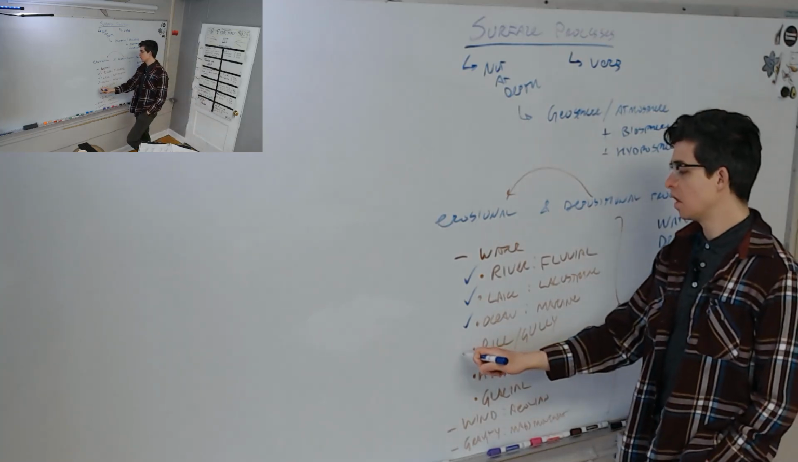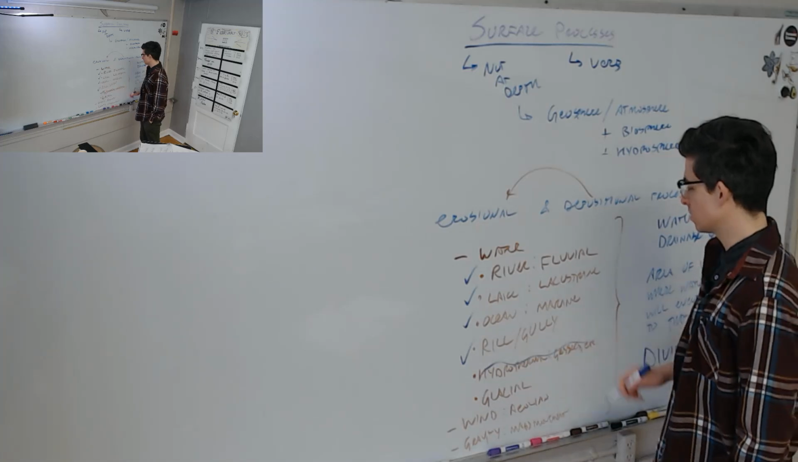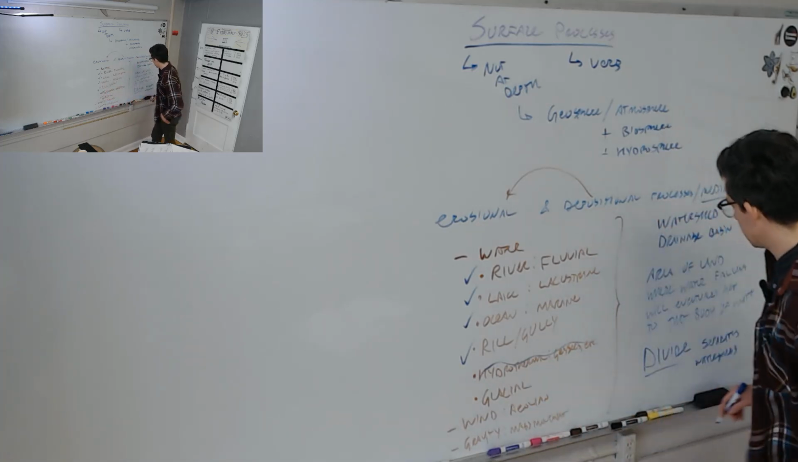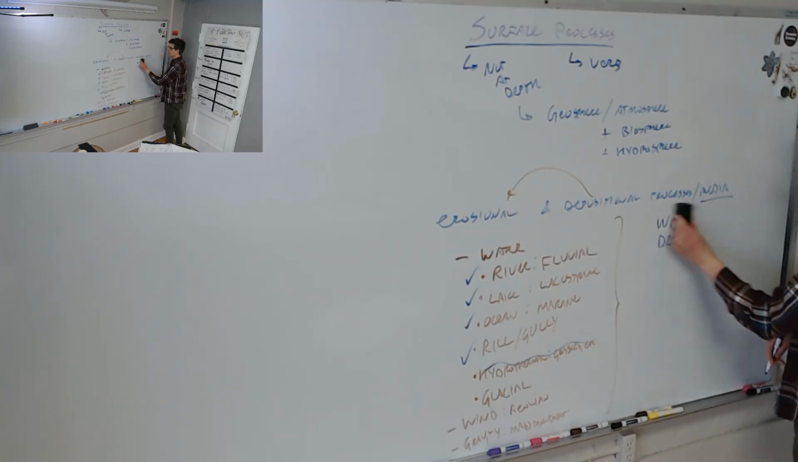Rills and gullies, small little rivers. Geysers we're not going to talk about. No one cares. But we do want to talk about glaciers. So let's have a little side note on glaciers over here. We really killed a lot of that list at once, though.